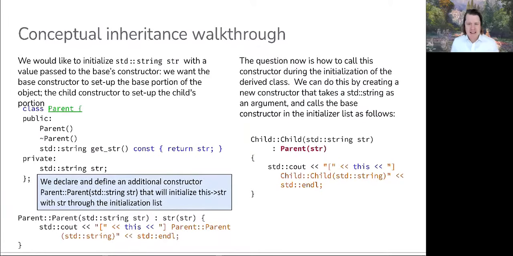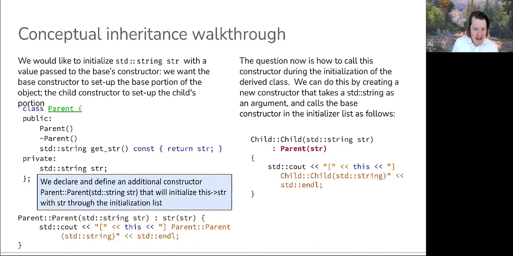Now let's make this a bit more interesting. We would like to initialize a standard library string, str, with a value passed to the base class's constructor. We want the base constructor to set up the base portion of the object, and the child constructor to set up the child class's portion. So notice at this point, all I've done is introduce a single data member, and it's private to parent. So str is not going to be directly accessible in any function scoped within child.